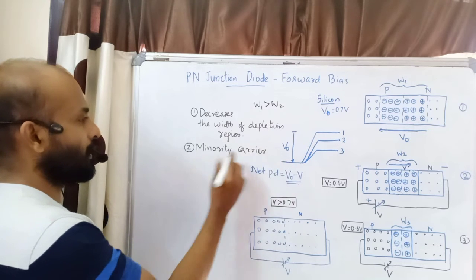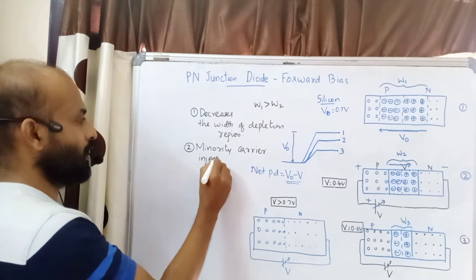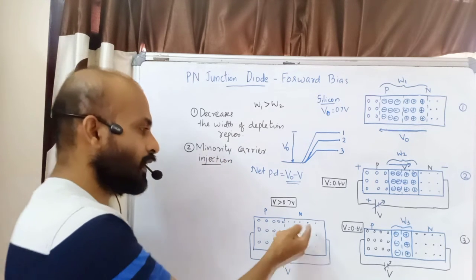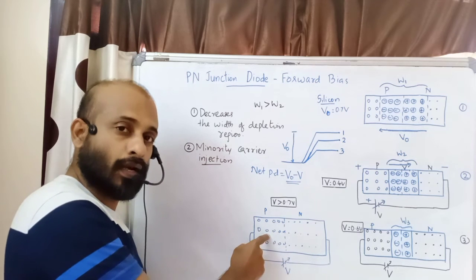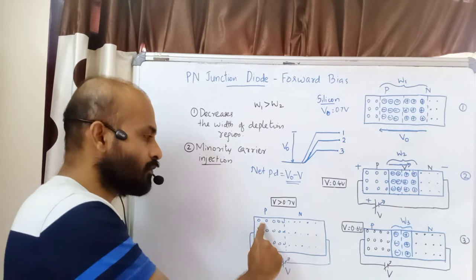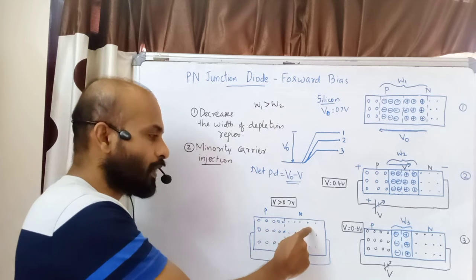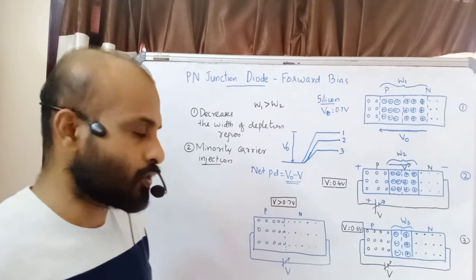Actually, minority carriers are injected from one side to the other side. In minority carrier injection, electrons move from the n side to the p side. Electrons are minority carriers on the p side, so they are injected from the n side to the p side. Holes move from the p side to the n side because of forward bias. So holes are minority carriers here. This process is called minority carrier injection.